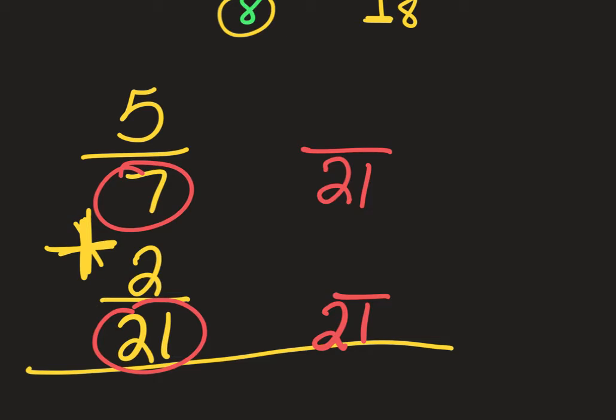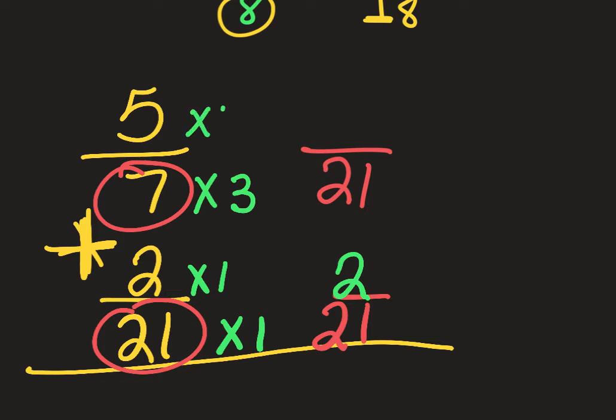Now I must create my equivalents. I ask myself, 21 times what is 21? 21 times 1 is 21. Whatever you do to your denominator, you do to your numerator. 2 times 1 is 2. Then I go to the top. I ask myself, 7 times what is 21? 7 times 3 is 21. Whatever I multiply my denominator by, I multiply my numerator by. 5 times 3 is 15.